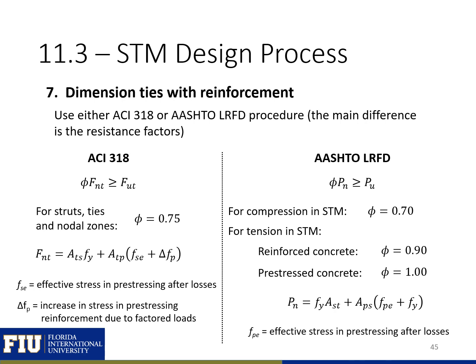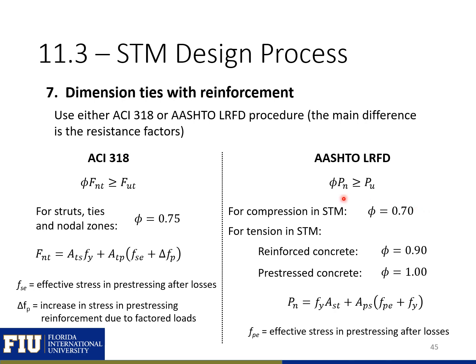We can use either ACI 318 or AASHTO LRFD procedures here. And the main difference with our ties is our resistance factors. So with ACI, for struts, ties, and nodal zones, we're using a phi factor of 0.75. For AASHTO, if we're looking at compression in our Strut-and-Tie method, then we use a phi of 0.7. But if we're looking at tension in our Strut-and-Tie method for regular reinforced members, then we'll use a phi of 0.9. So you can see that AASHTO says that there's less variability and more ductility with our tension, so we can have a higher phi factor than compression.